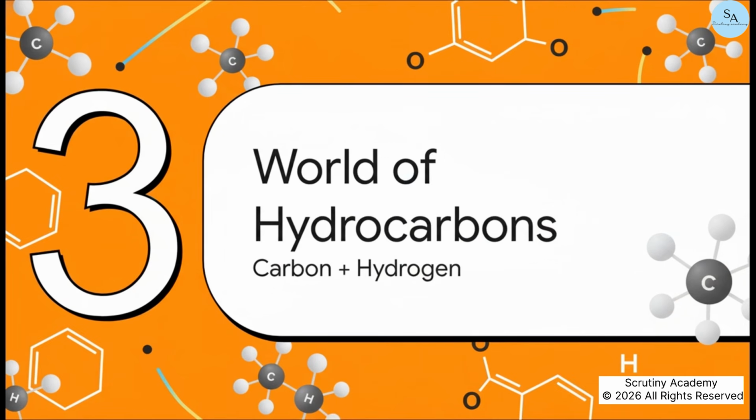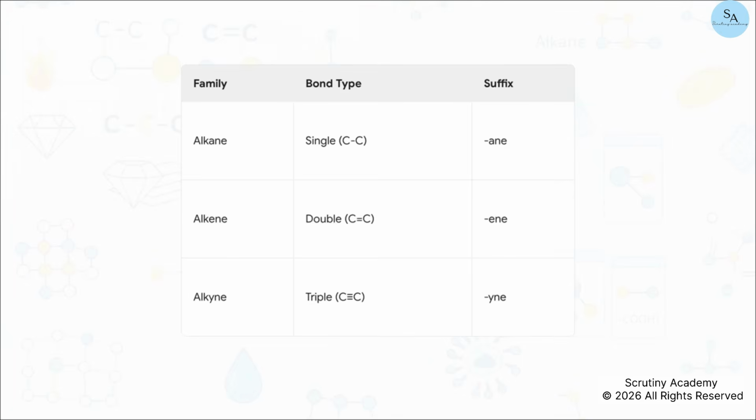What happens when carbon only bonds with hydrogen? Well, you get hydrocarbons. And this right here is basically the starting point for all of organic chemistry. Okay, this table is super important, so focus. It's easy, really. If you see only single bonds between carbons, it's an alkane, and the name ends in -ane. Got it? If there's at least one double bond, just one is enough, it's an alkene, ending in -ene. And if you see a triple bond, it's an alkyne, ending in -yne.